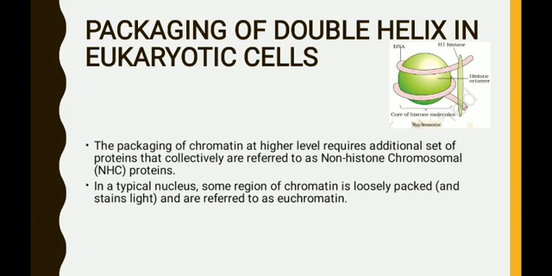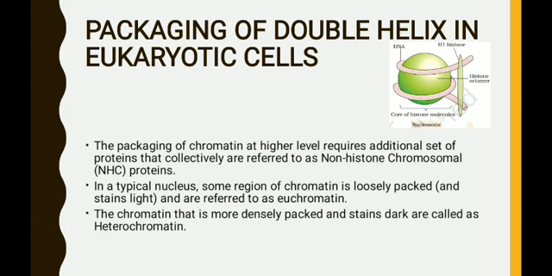In a typical nucleus, some regions of chromatin, the thread-like structure, are loosely packed, loosely coiled, and that appears light in color while staining. That loosely packed region of chromatin is called euchromatin. The chromatin that is more densely packed, very tightly coiled, and stains dark is called heterochromatin. So these two terms are very important. Heterochromatin was asked once in the final exam.